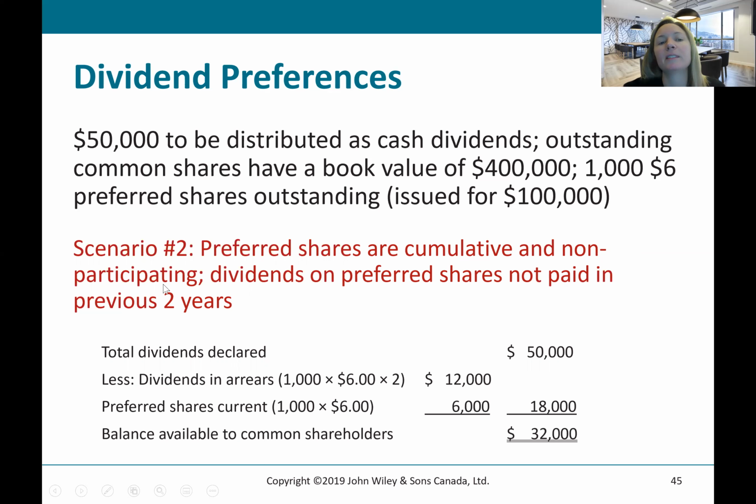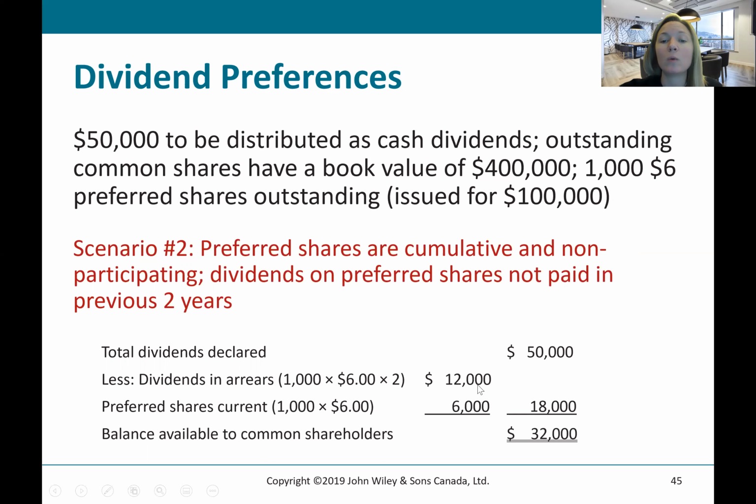And it says non-participating, and what that means is they don't get to share in any of the dividend that's being paid out to the common shareholders. So they're just limited to their $6. They get caught up, but that's it. So let's take a look at what that looks like. We've got our total dividends declared here of the $50,000. We need to pay out the preferred shareholders' dividends in arrears. So 1,000 times $6 times 2, because there were 2 years that we didn't pay. So we now owe them 12,000.